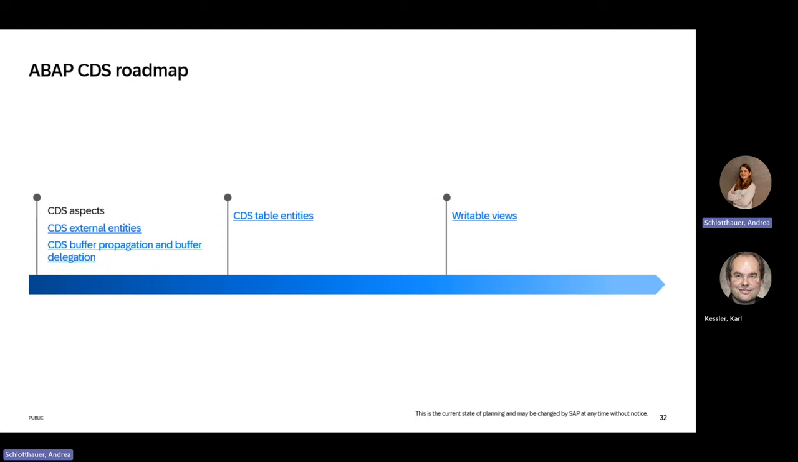It's borrowed from aspect-oriented programming. Then we have external entities that establish secondary connections from AS ABAP to secondary database systems. This is similar to ADBC in ABAP. Then we have the buffering concept: buffer propagation and buffer delegation. That's further advanced, and these further optimize the runtime.